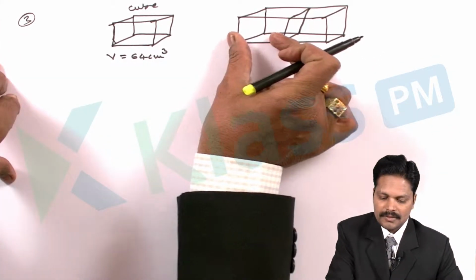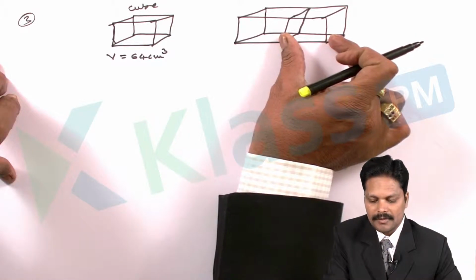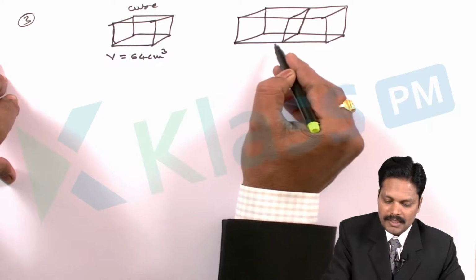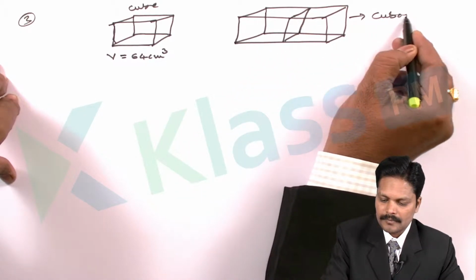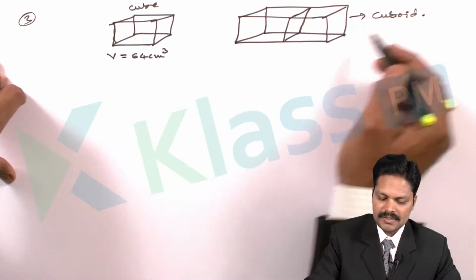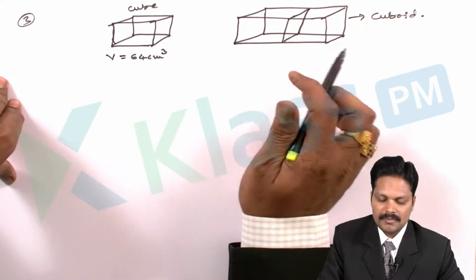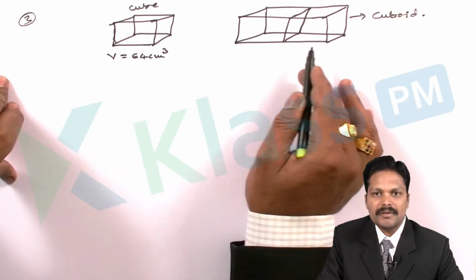So this is the one cube. Again he made one more cube. Then by joining the two cubes he formed a cuboid. So this is the meaning of this question. So we need to find the surface area, which is nothing but the total surface area of the cuboid.